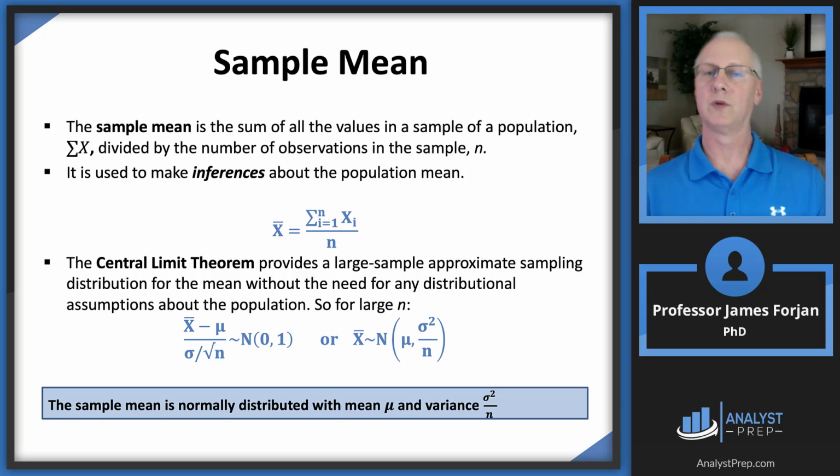Central limit theorem, which we talked about in the previous chapter as well, provides a large sample approximate sampling distribution for the mean without having to worry about making any additional assumptions about the distribution of the population. Remember, the sample mean is normally distributed with a mean of mu and a variance of sigma squared over n.